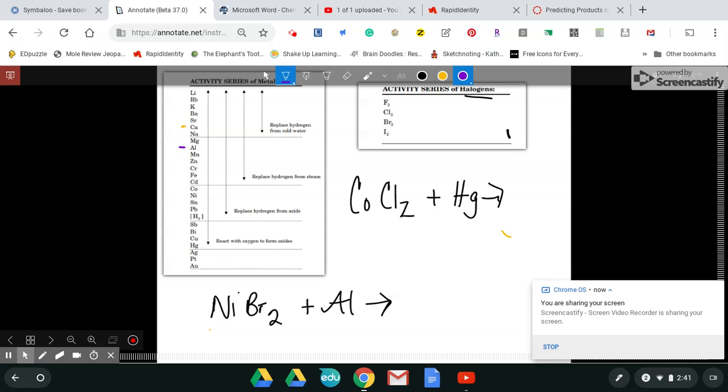Aluminum is here. Nickel is here. So aluminum can replace nickel because it is higher. So this would be aluminum bromide plus nickel. All right. If I look at cobalt, cobalt is here. Mercury is here. Mercury is below cobalt, so this would be a no reaction.